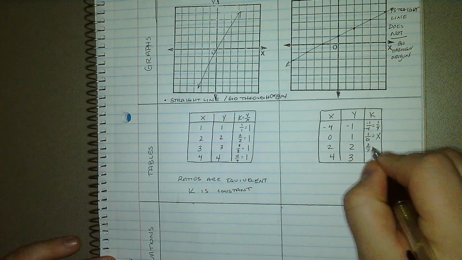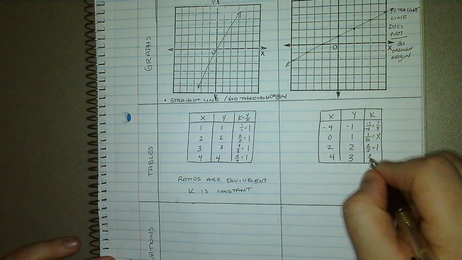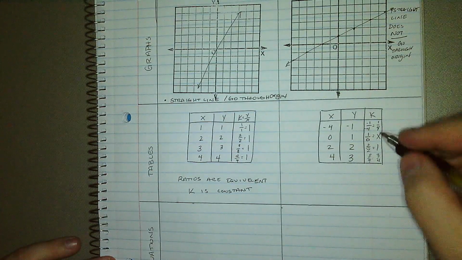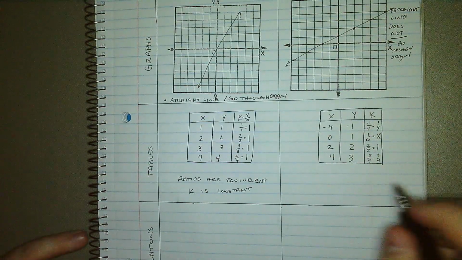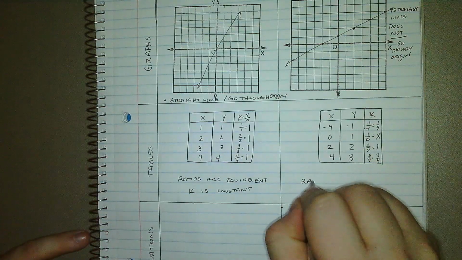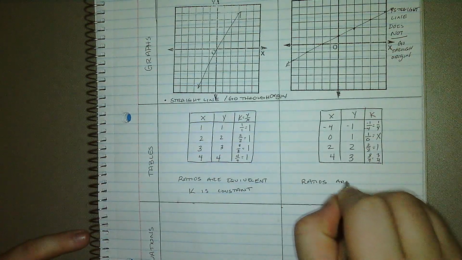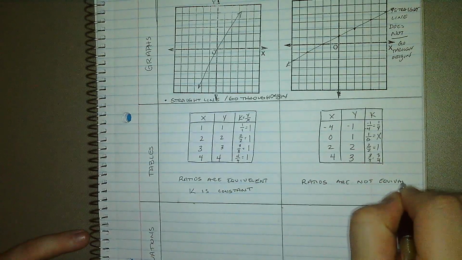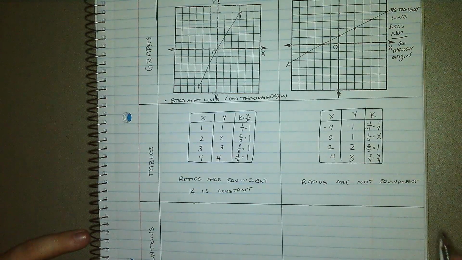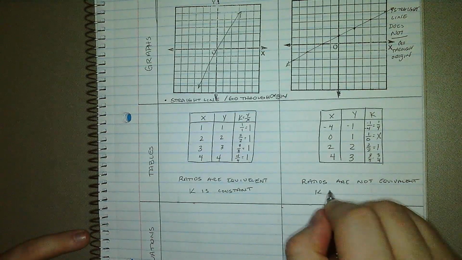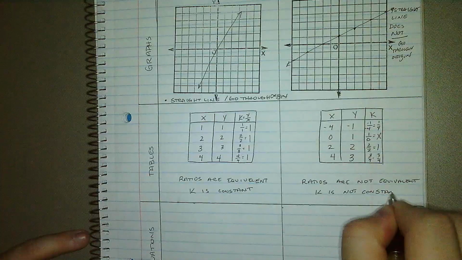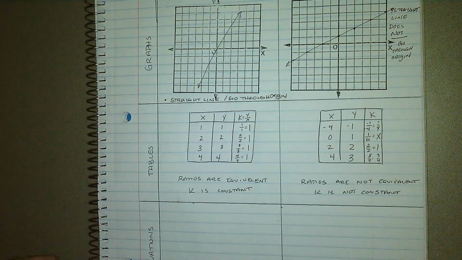2 over 2 is 1. 3 over 4 is 3/4. So if you look at your k, notice the ratios are not equivalent. Because our ratios are not equivalent, that means k is not constant, therefore it is a non-proportional relationship.